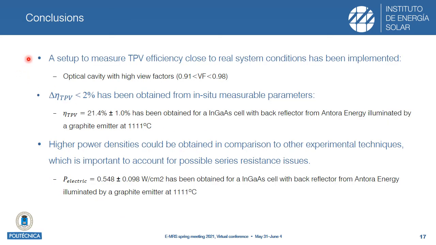So, in conclusion, a setup to measure TPV efficiency close to real system conditions has been implemented using an optical cavity with high view factors. TPV efficiency uncertainties of less than 2% have been obtained from in situ measurable parameters, and high power densities could be obtained in comparison to other experimental techniques, which is important to account for possible series resistance issues.